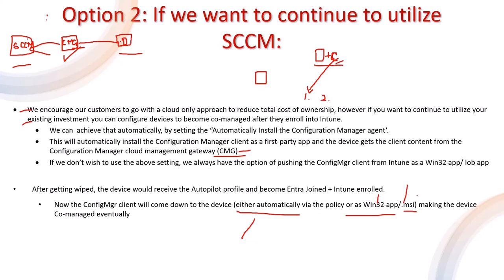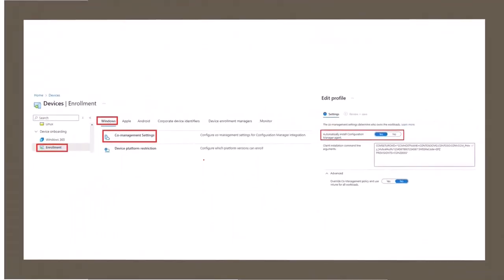But let us say you want to do the manual approach, then all you have to do is take the SCCM client, use the Intune WinApp utility, convert it into Win32, and then deploy it to the devices. And when you're deploying, the command line for installation has to be correct. Or you can deploy it as a LOB app, that is, you can just upload the MSI to the Intune portal and it is going to come down to the device.